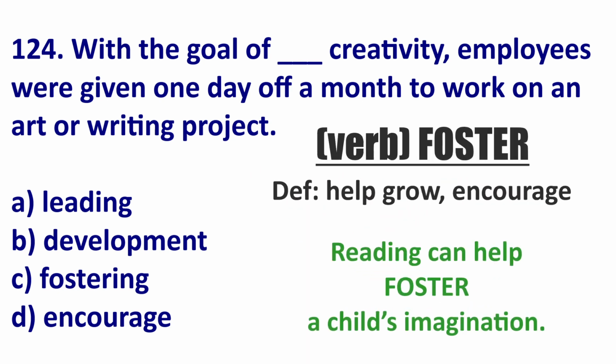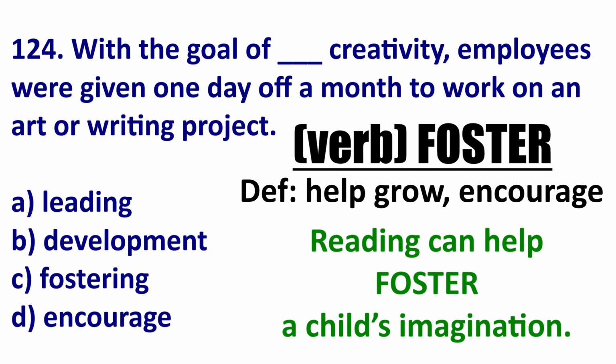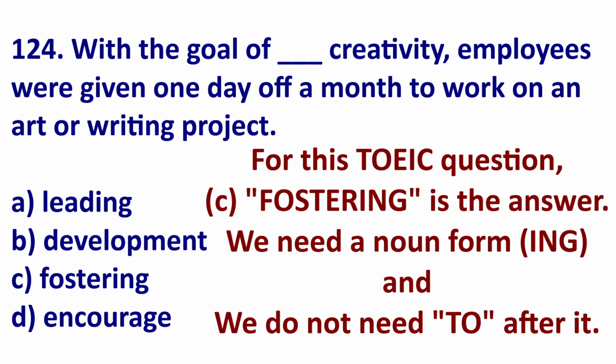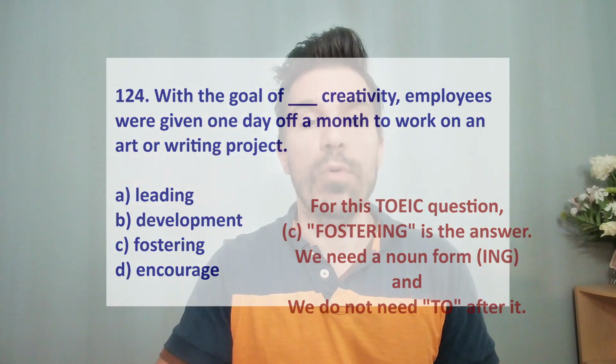The verb foster is help grow, contribute to, help raise. An example, reading can help foster a child's imagination. Or some argue that good and honest government can foster economic growth and development. So help create, help grow. So if we look at this TOEIC question, what is our goal? The goal is fostering creativity. We need ing because of is a preposition. We need a noun form, so we're using a gerund.